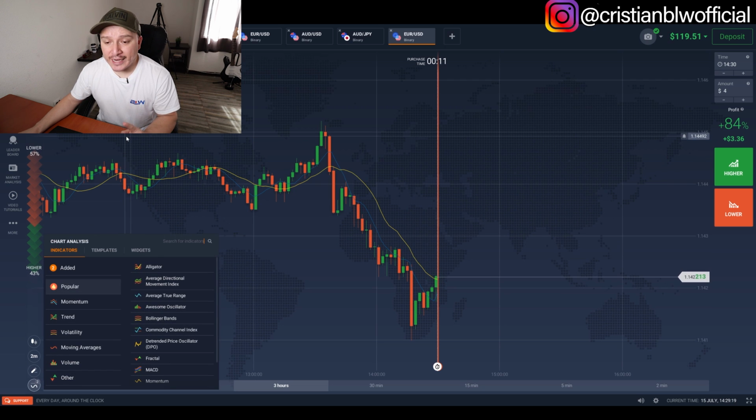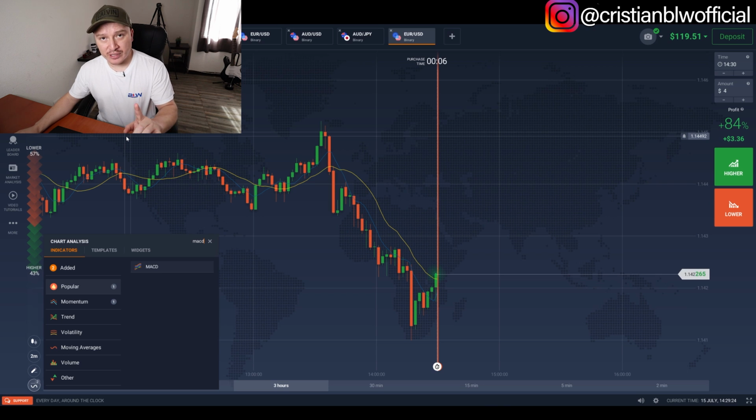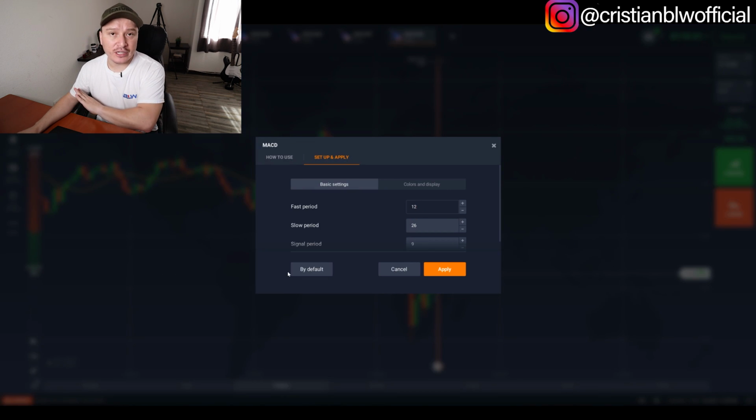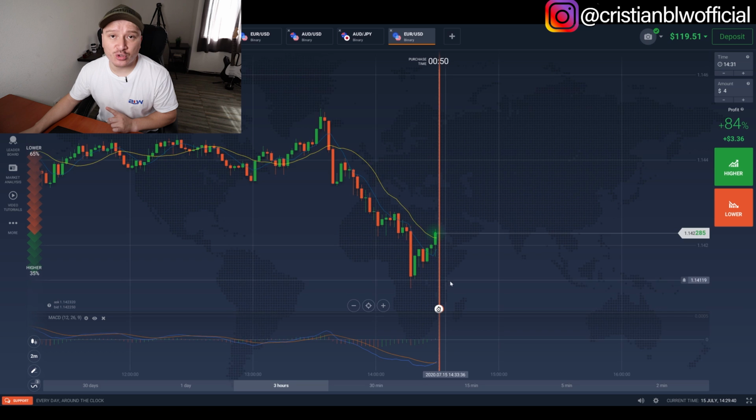Now you're going to add a MACD indicator. Simple as that, MACD. You select it, and this one you're going to leave as default. It doesn't really matter. Just apply it, and that's it. Now, this is what the strategy is like.